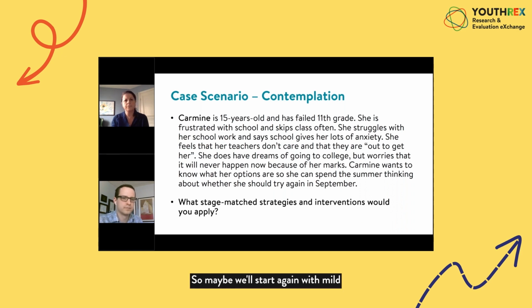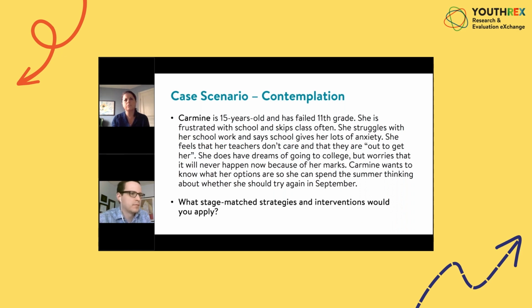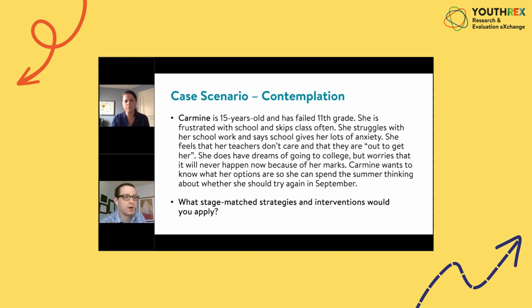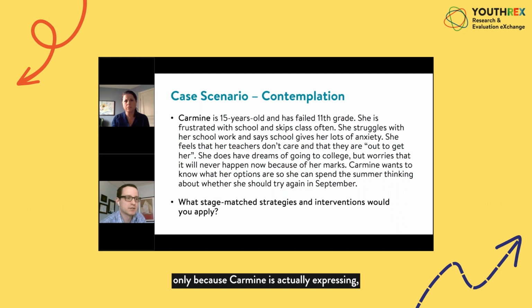So maybe we'll start again with Miles. Again, this is probably a little bit of an easier situation now, only because Carmine is actually expressing she wants to explore what those options are. So I think that now certainly listening reflectively is a positive thing, and really starting to explore maybe what that college dream might be a little bit more, and starting to tease that out a little bit, and then starting to build that path now for her in terms of what that would look like going back to school in September.